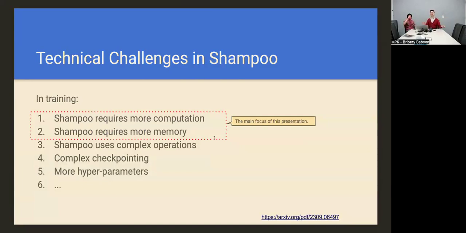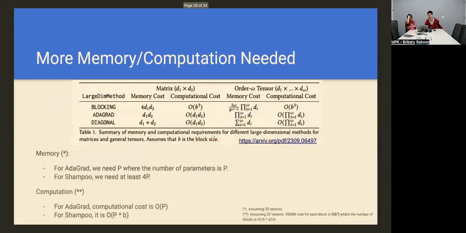However, there are some problems in Shampoo. Fundamentally, Shampoo requires more computation. It requires more memory. It also uses complex operators like the root inverse matrix computation, which is very complex. Checkpointing, if we need it, will also be very complex, and it exposes many more hyperparameters. There are so many challenges. Let's focus on the first two aspects: Shampoo requires more computation and more memory, so how do we optimize them?